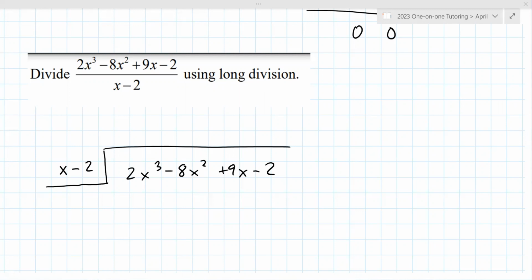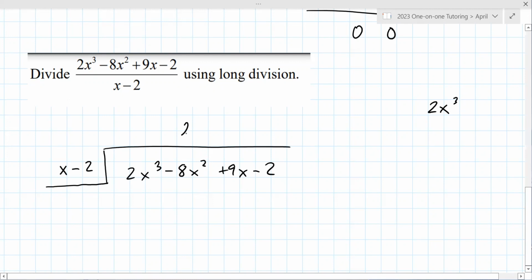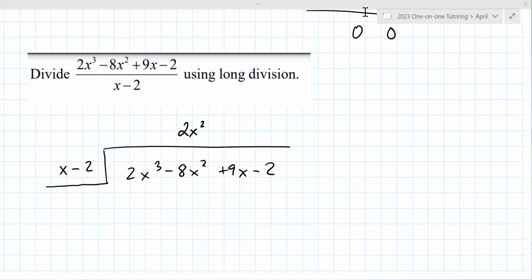So where would we start with this, with that first 2x cubed? You ask yourself, what do you multiply this x by to get 2x cubed? Let me pose it another way. Would it be 2x squared? Yes. Very good. So now you take that 2x squared and you multiply by both x and the minus 2. So 2x squared times x, would that be 2x cubed? Yes.